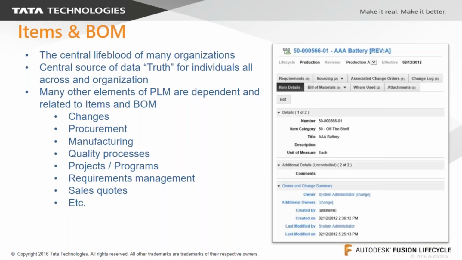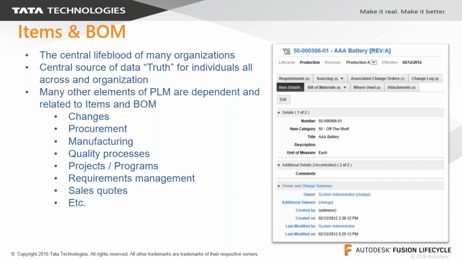So items and BOMs, if you're not familiar with items themselves, items are really a container. They're the items and BOMs in general. They're like the central lifeblood of most organizations. It's like that central source of truth for everybody in an organization to be able to refer to. Most of the time, companies that have an ERP, MRP systems, it's items and BOM information there that is kind of the core of all that.